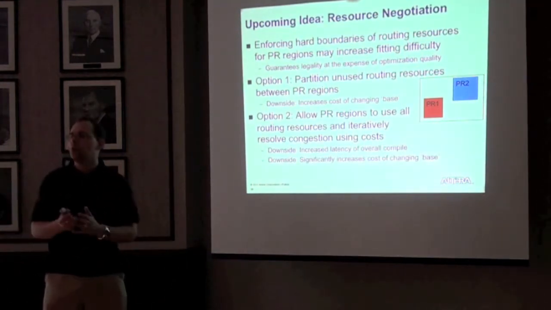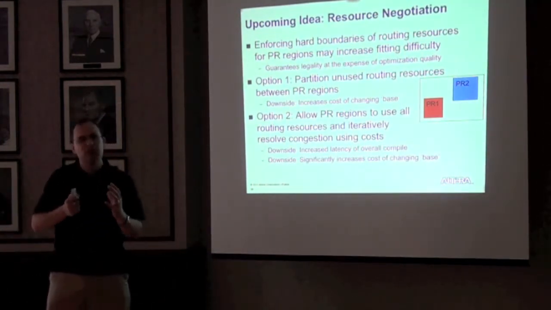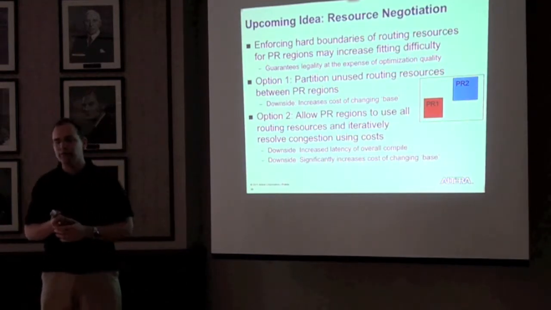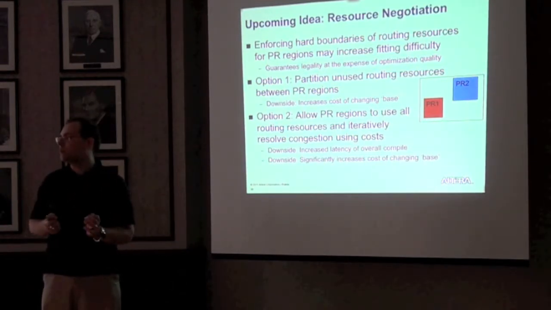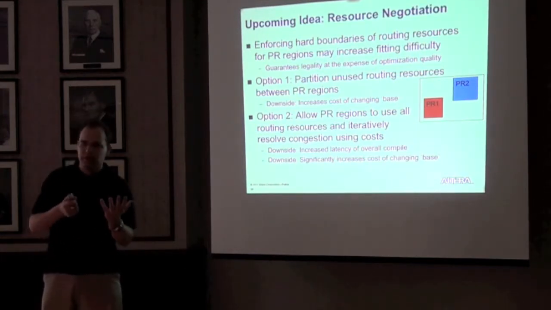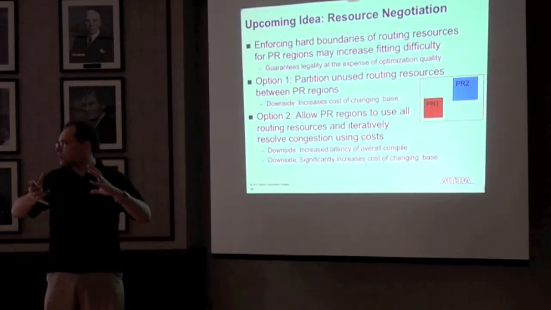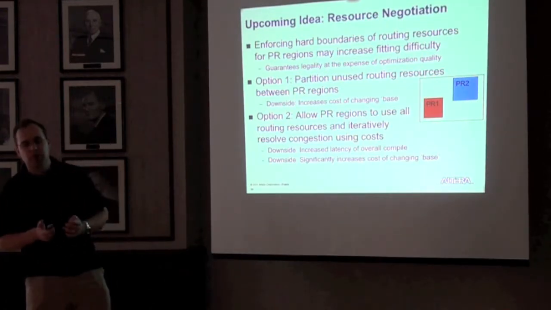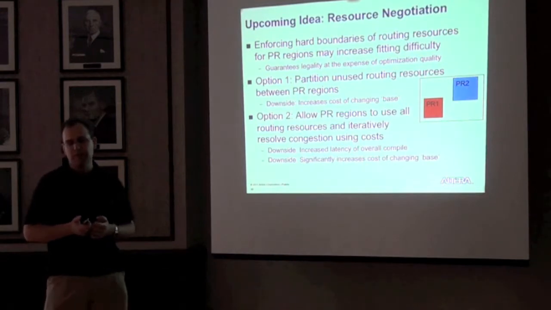So next, there's an open question of how we partition those resources among the compiles. Enforcing hard boundaries of the routing resources in PR regions may significantly increase fitting difficulty. One way to get around that is to make the regions larger, but that reduces the efficiency of the chip. So this approach guarantees legality at the expense of optimization quality.